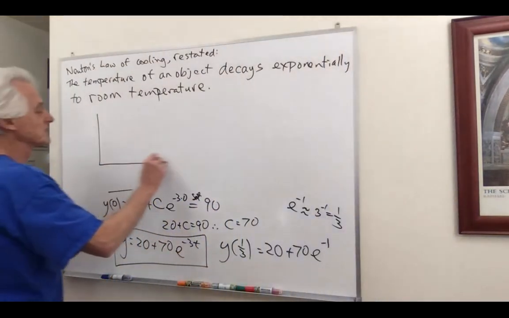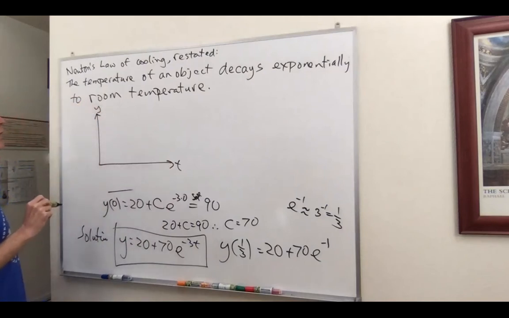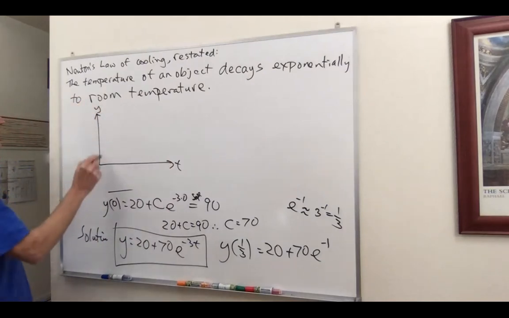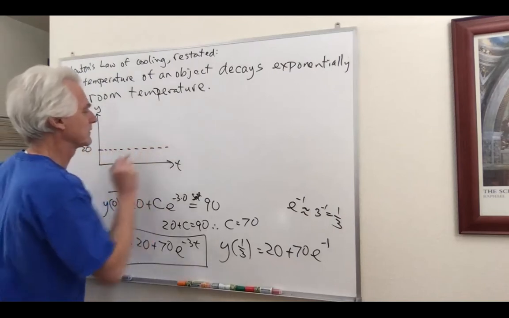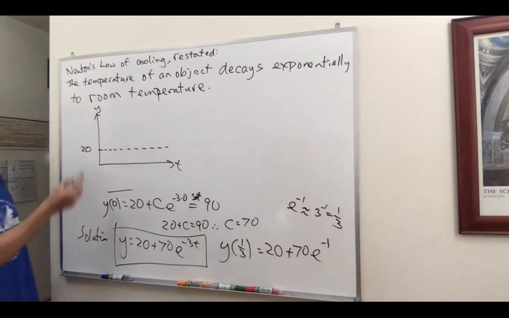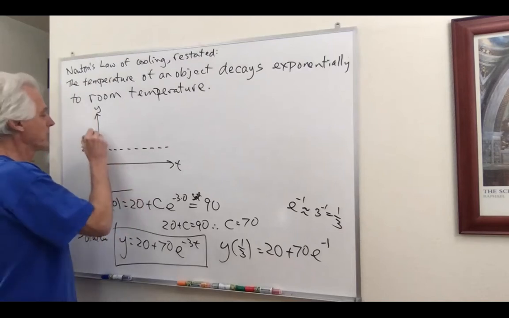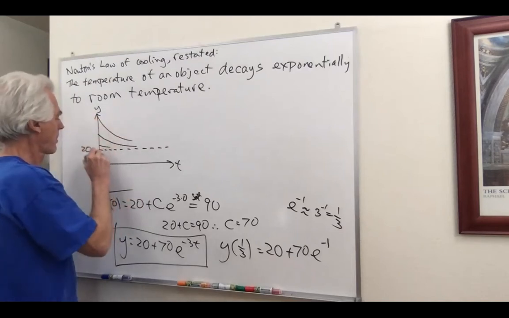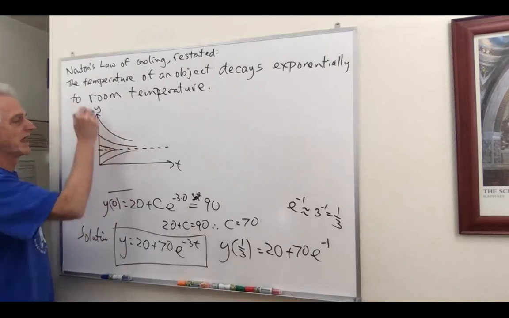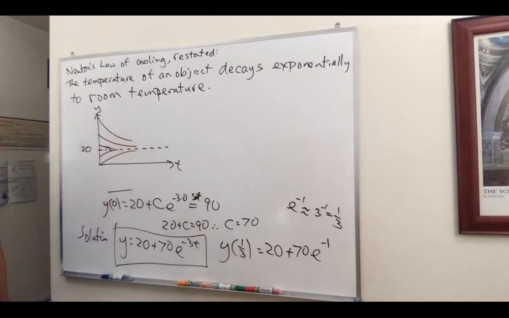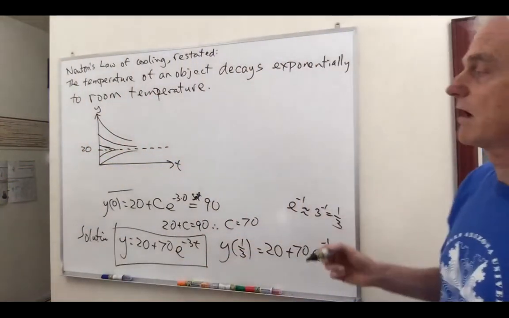I erased that because I wanted to draw, I said C before, that was really Y. Okay, here's the room temperature at 20, and I'm going to draw a dotted line. Here's room temperature 20. No matter what the coffee cup is, I don't have to think about one of them, I can think about all of them at the same time. No matter what the initial temperature is, the temperature will decay exponentially to, in this case, 20 degrees, right? Okay.